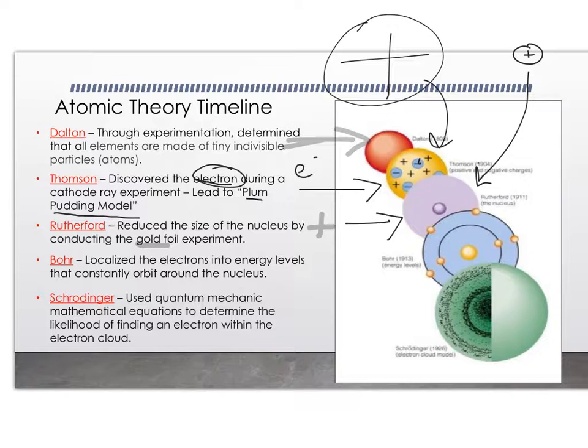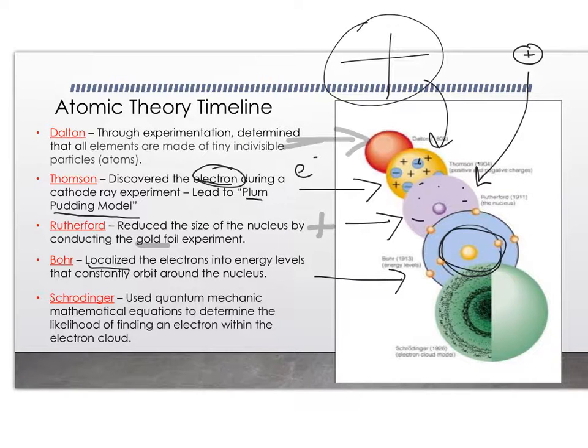Then Bohr came in, and instead of just saying all the electrons were everywhere around that small nucleus, he localized them into energy levels. So that's where you see the little lines going around in circles. The electrons are on the energy levels, and they orbit constantly. So he was saying that the electrons are at a fixed position around the nucleus, but they are orbiting around and around and around, just like the planets orbit around the sun.